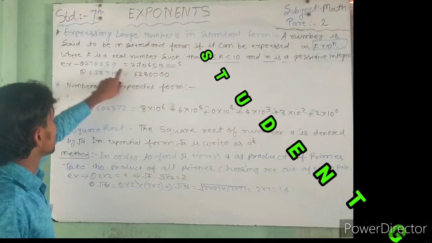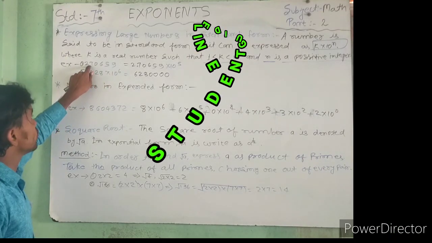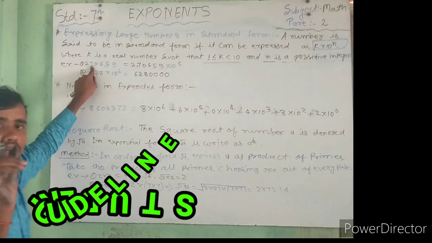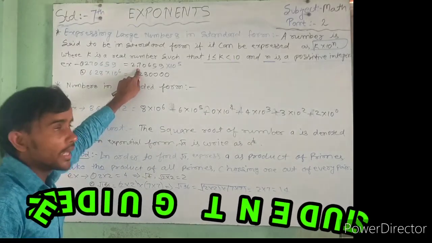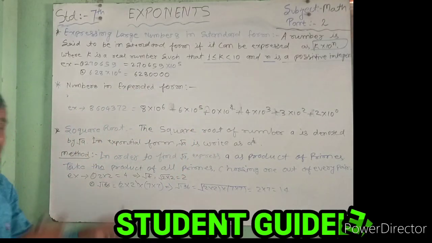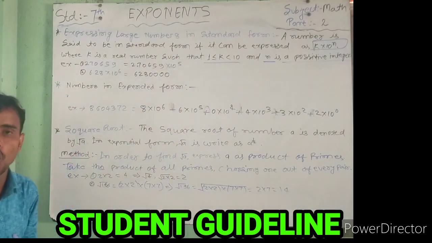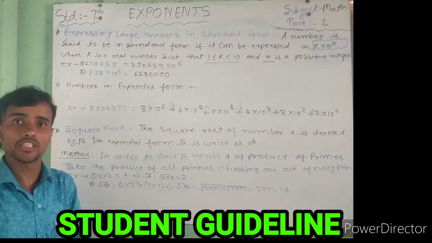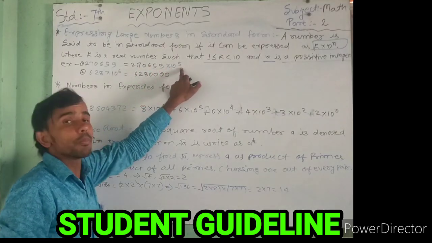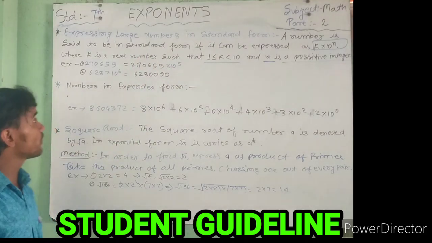So you see here, 1 2 3 4 5 6 7, there are 7 digits. So firstly, after one digit you put the point. Next, how many digits are left after that point? After the point, 1 2 3 4 5 6, that's the power of 10. It means 2.705659 multiplied by 10 to the power 6. That's the standard form of the question.